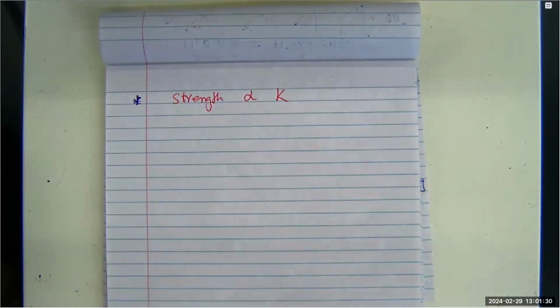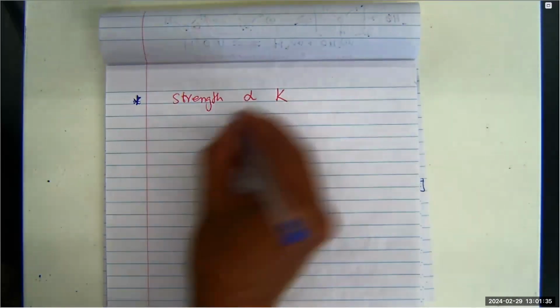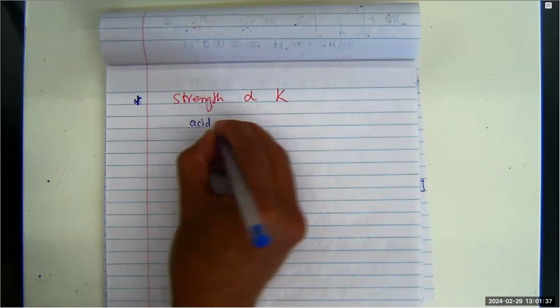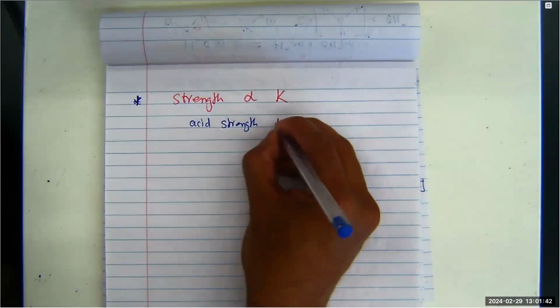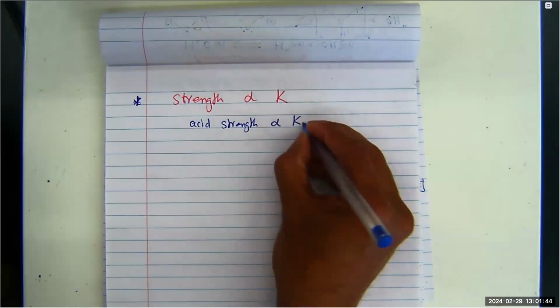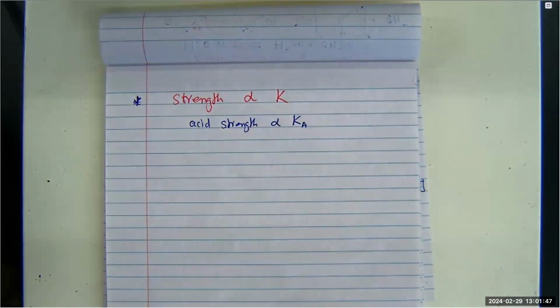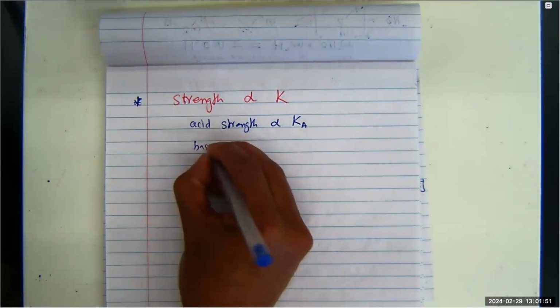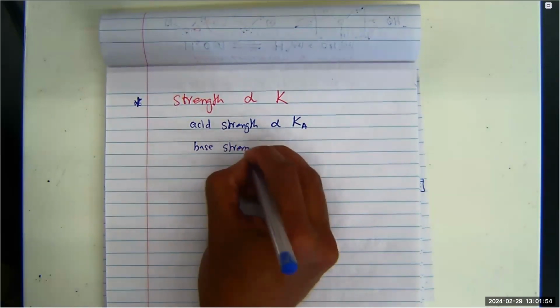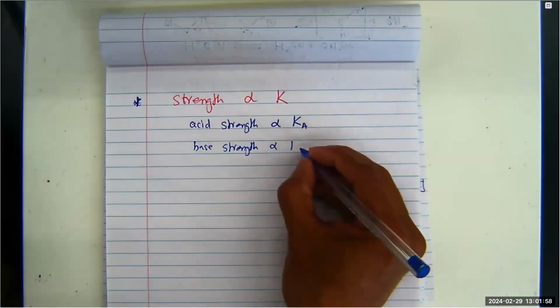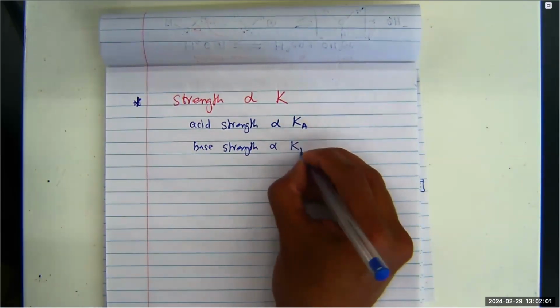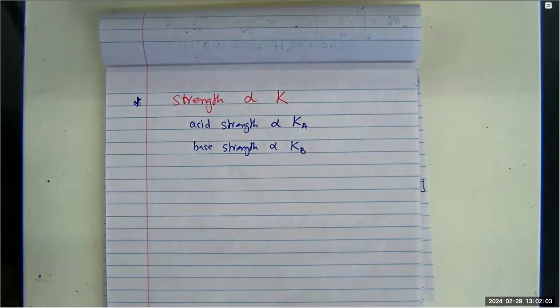So what this means, just for clarification, is that acid strength is proportional to K sub A. The higher the Ka value, the stronger the acid. In the same way, base strength is proportional to, what do you think? K sub B. The higher the K sub B, the stronger the base is.